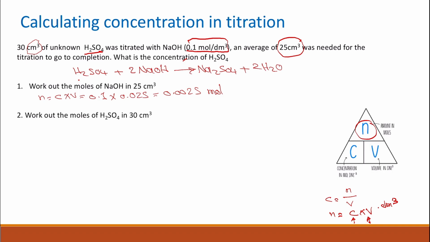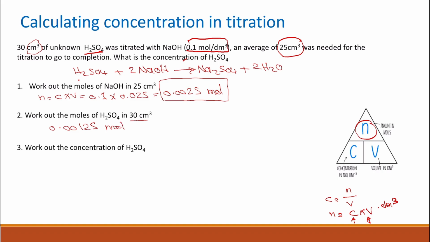So that means that 30 centimeter cubed of sulfuric acid will contain half this number of moles. So 30 centimeter cubed will have 0.00125 moles of sulfuric acid.